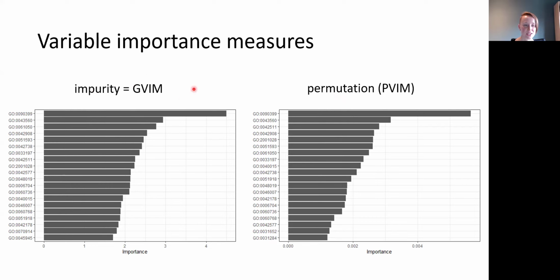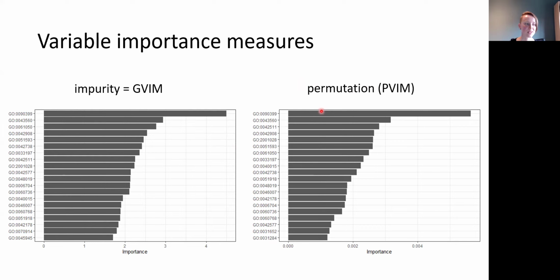But just to show you the difference between this GVIM versus PVIM, we can see the most important GO term is the same for both of them. Actually, the top two are the same. But after that point, there are some differences. So this 61050 is not as high up, although for the most part they do tend to overlap, but there are then some differences in how important they have been deemed based on the different importance measures.